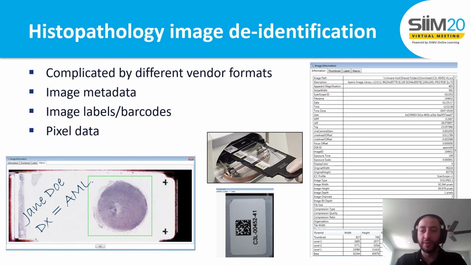And then on the right side, you'll see the image metadata. Reviewing the image metadata is a little bit complicated by the fact that in pathology, there's a wide variety of different vendor formats out there. And so we're often forced to use different tools to review these things.